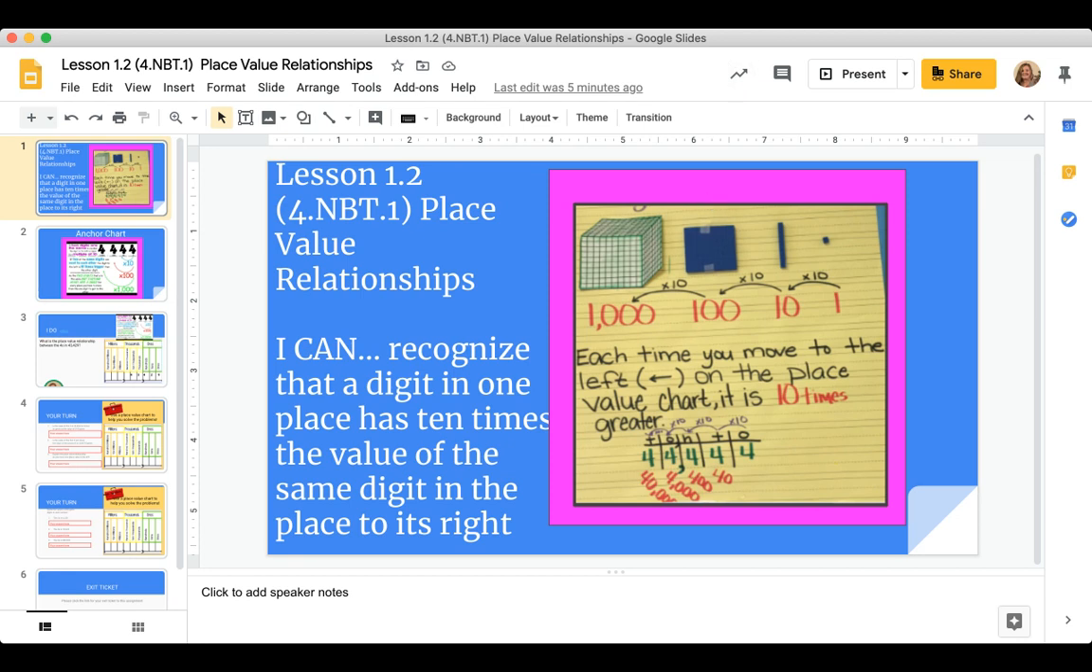Miss Camastro here. Today we are going to have a lesson on place-value relationships. I can recognize that a digit in one place has 10 times the value of the same digit in the place to its right.